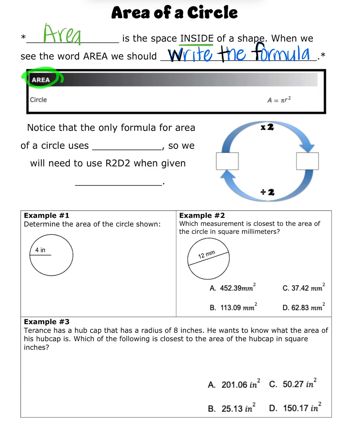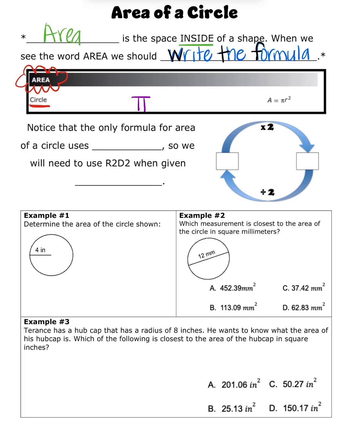All right, and so on our formula chart, this is our beautiful snapshot of our formula chart. You can clearly see area, and then you would find circle, because circle is what we're talking about. And there is only one formula for area. So again, we go to area. Area is our keyword. We find the word circle. And you'll notice that my formula has pi, just like before when we did circumference.